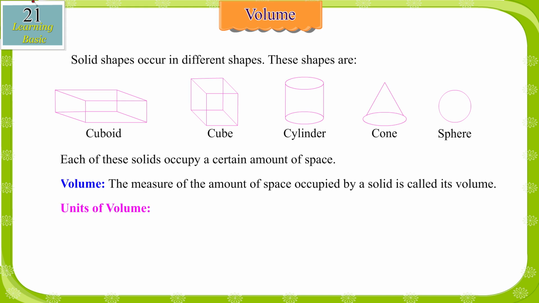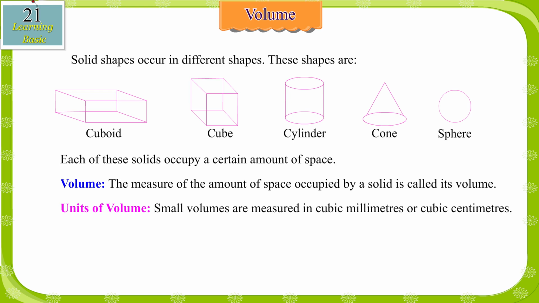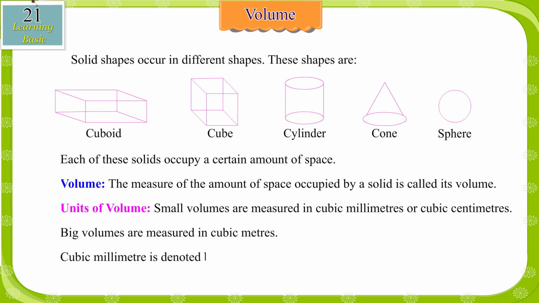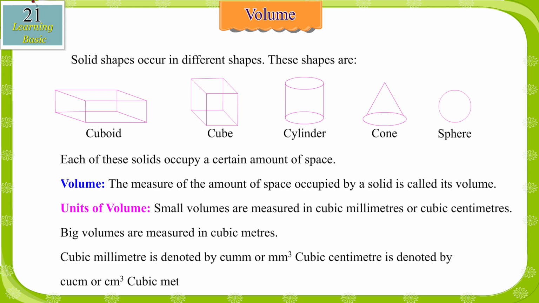Units of volume. Small volumes are measured in cubic millimeters or cubic centimeters. Big volumes are measured in cubic meters. Cubic millimeter is denoted by cu mm or mm cube. Cubic centimeter is denoted by cu cm or cm cube. Cubic meter is denoted by cu m or m cube.